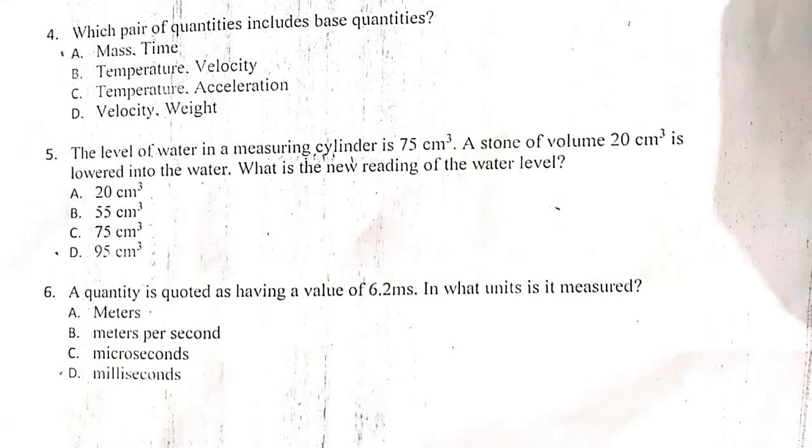Question number 4. Which pair of quantity includes all base quantity? So, velocity and weight are derived quantities, while acceleration is derived. Velocity is derived. Mass and time both are base quantities. So, option A is the right answer.